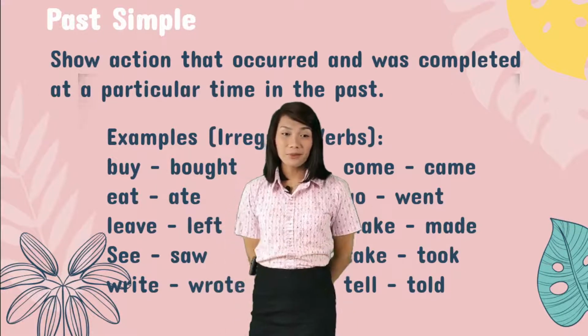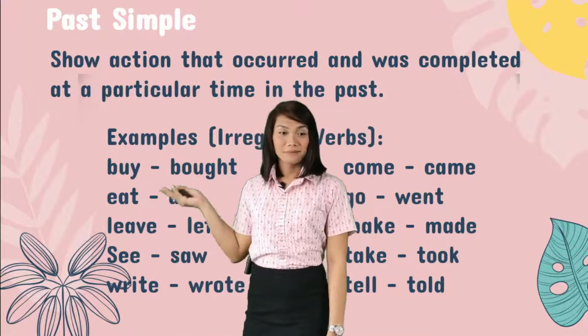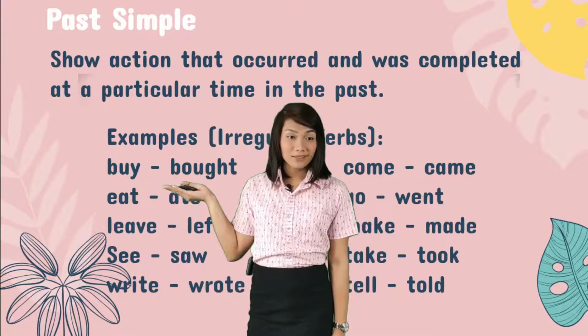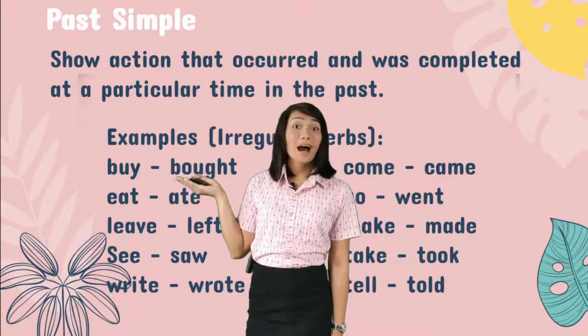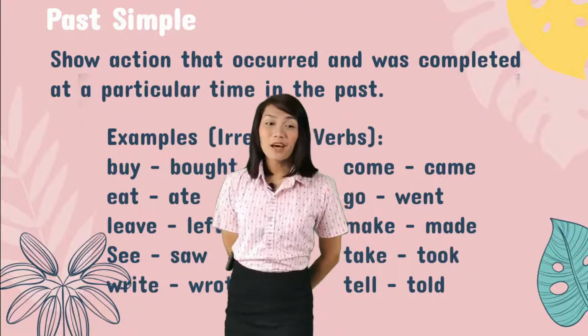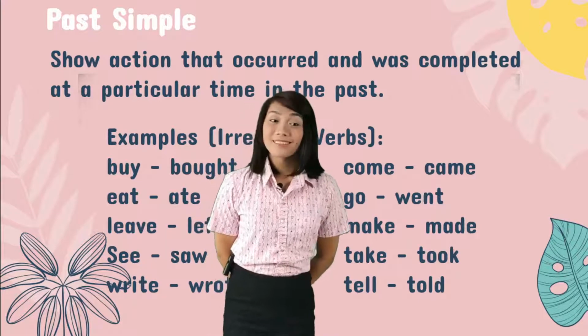Like, for example, we have buy. Look at this. Buy, and the past form of buy is bought. You cannot say buyed, okay? So it should be bought. So that is an example of irregular verbs which we're going to use today.